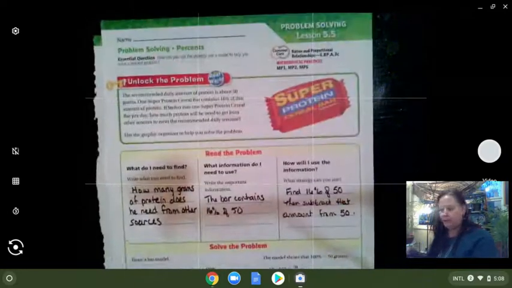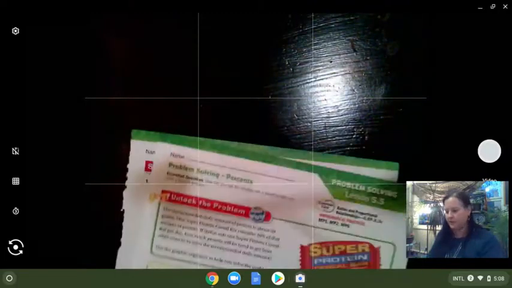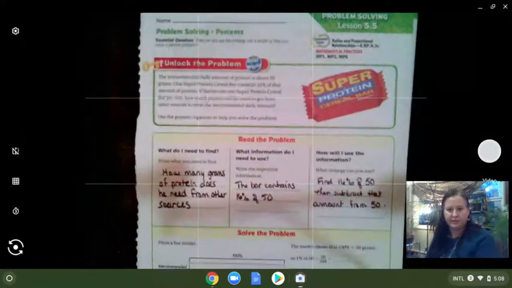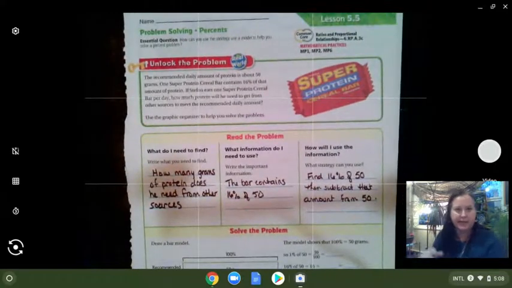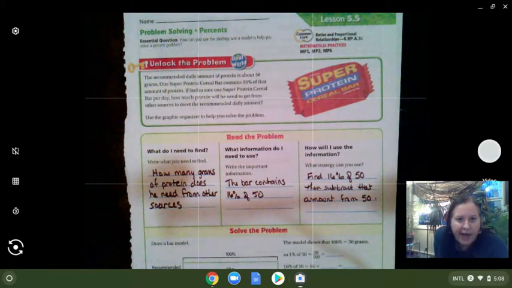Okay. All right, and then I'm going to read through some problems and talk you through how to do them. I'm going to do about 3 problems with you. I do want to read this first one because you'll see some that will look like this in your assignment today. The recommended daily amount of protein is 50 grams. 1 super protein cereal bar contains 16% of that amount of protein. If Stefan eats 1 super protein cereal bar per day, how much protein will he need to get from other sources to meet the recommended daily amount? Use the graphic organizer to help you solve the problem.